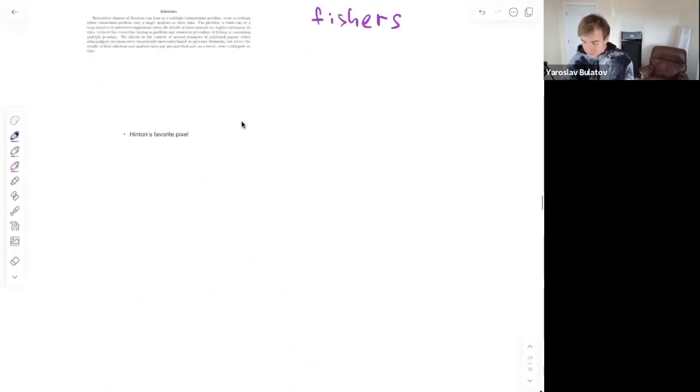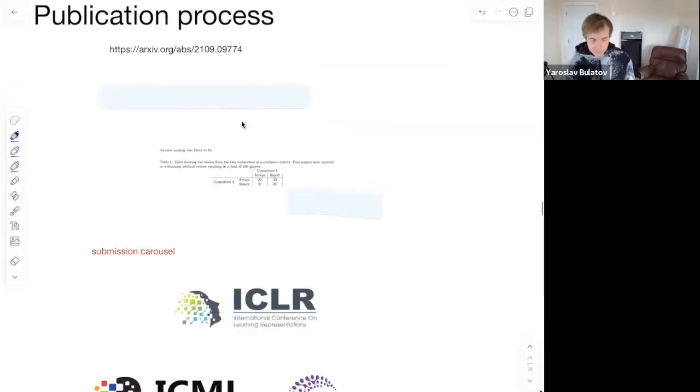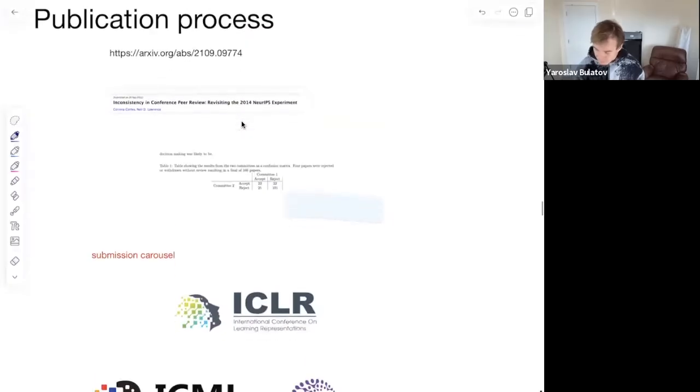So the reason I bring this up is people are tweaking things to make it look like things work, and they do it not just in machine learning, they do it in medicine. So let me tell you how this happens in machine learning. What does the publication process look like?